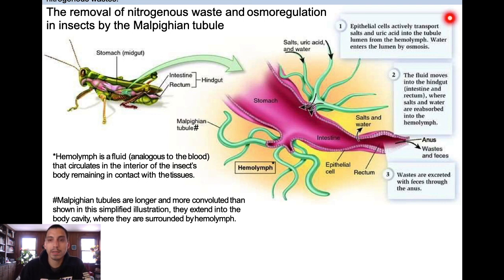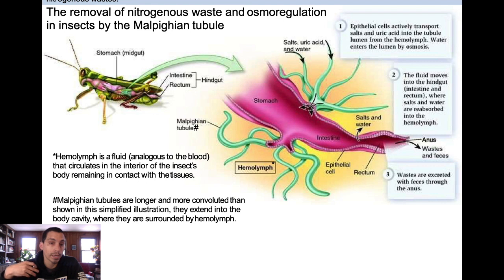They have epithelial cells that are actively transporting salts and uric acid into the tubule lumen from the hemolymph. And then water enters by osmosis. Hemolymph is the fluid in insects that is sort of like blood. They don't have a circulatory system like ours. Their hemolymph is the fluid that functions as blood, but it does not stay within tubes.